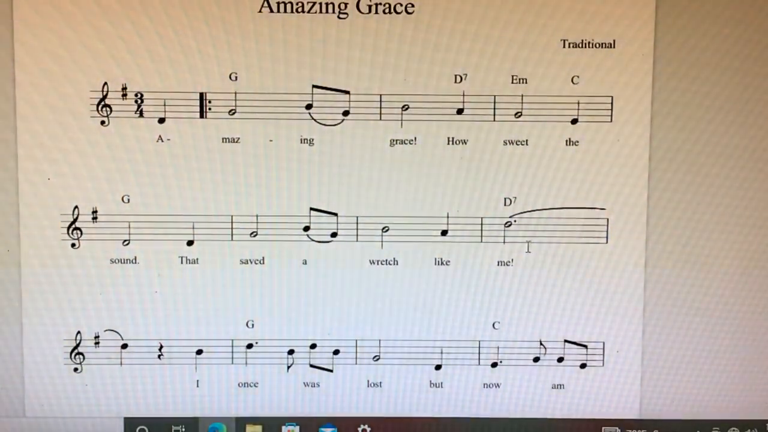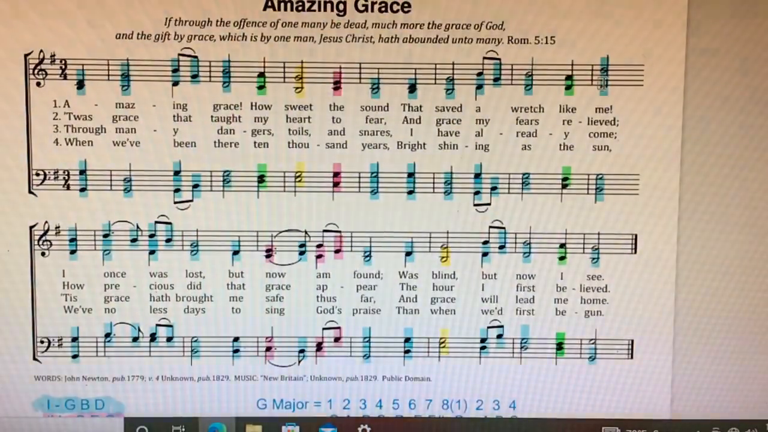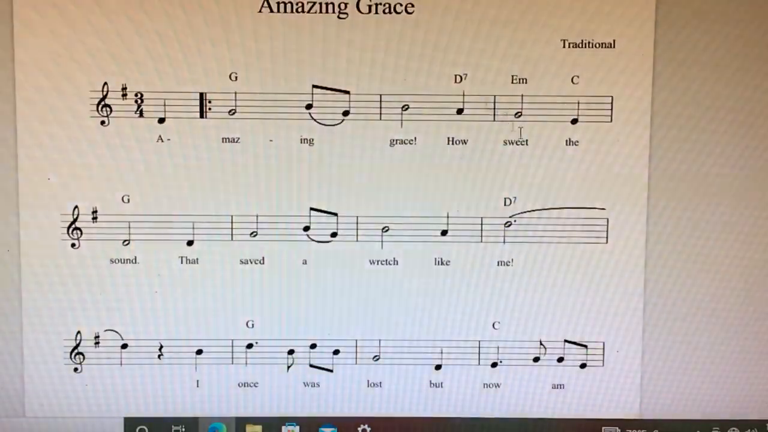Now, here's the deal. Chances are the person leading the music has no clue that this is happening. They either are used to singing Amazing Grace holding it this way, or they're used to singing Amazing Grace holding it this way. So what do you do? You do what they do. And so you, as an accompanist, have to pay really close attention to the leader. And so just stay with them.